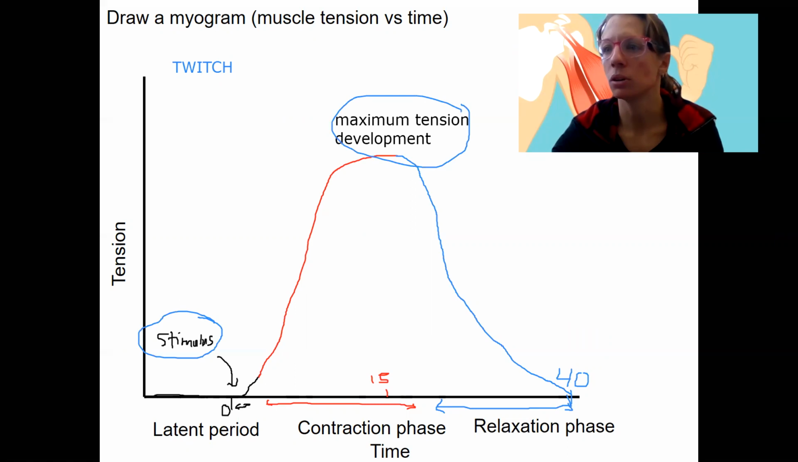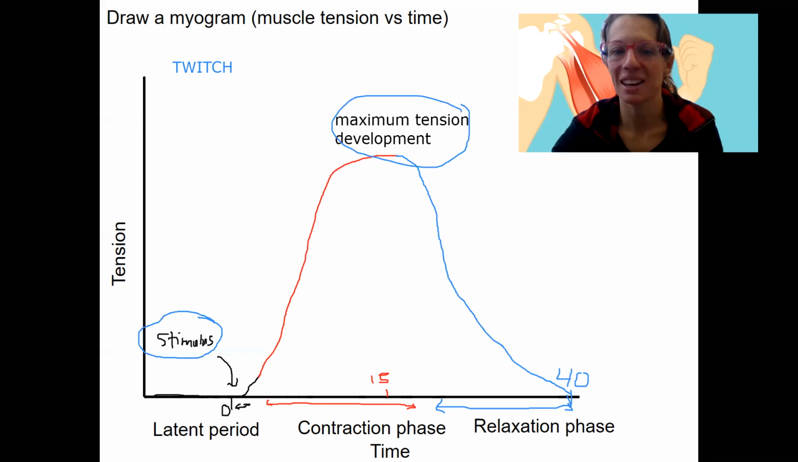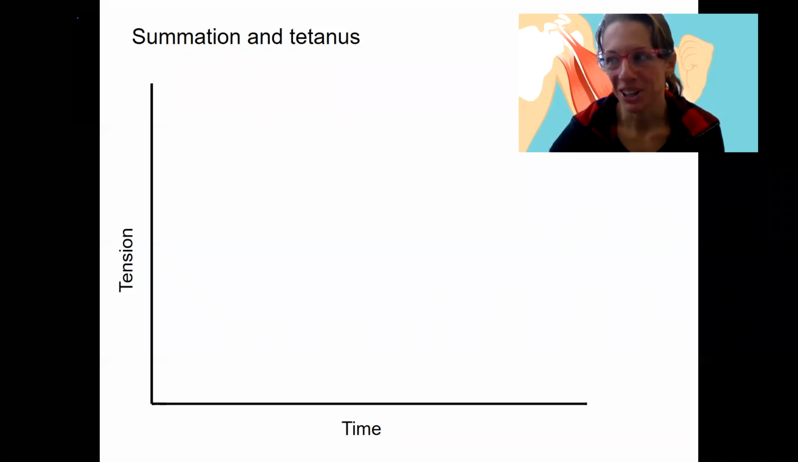First, what I want to do is draw for you what that summation of more than one twitch looks like on a myogram. There are different names, of course, for when you have more than one stimulus that add together in time. So first of all, what we've got is a single twitch.